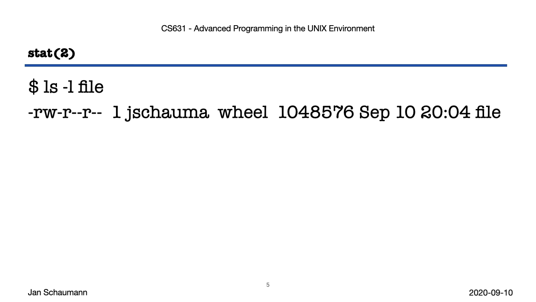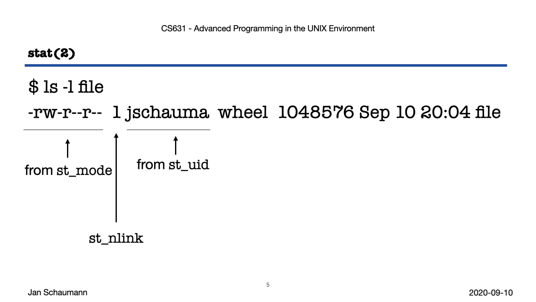The permission string on the left side is derived from the st_mode field. Next comes the number of links for this file, that is, the number of names that exist for a file associated with this particular inode. After that comes the owner of the file, a symbolic username shown here that is derived from the st_uid field, just like the group owner name is derived from the st_gid field.